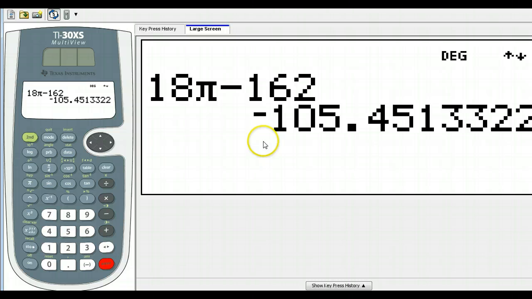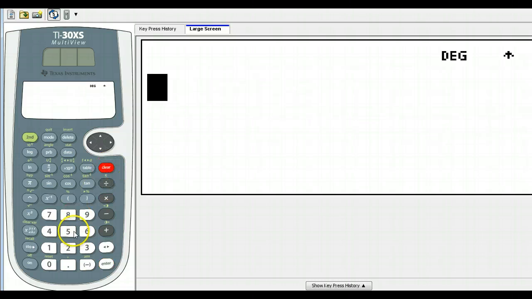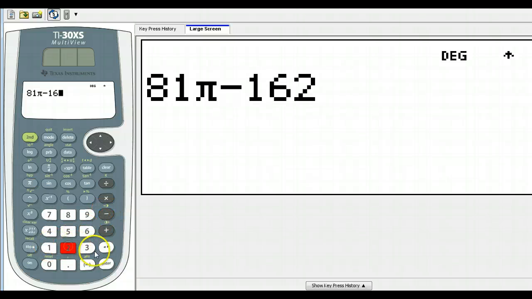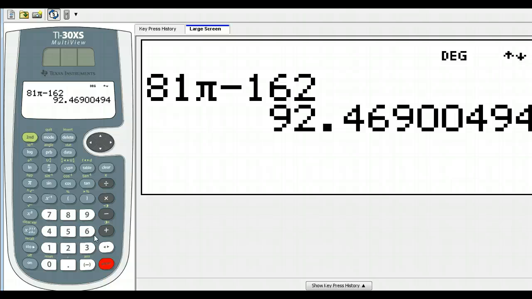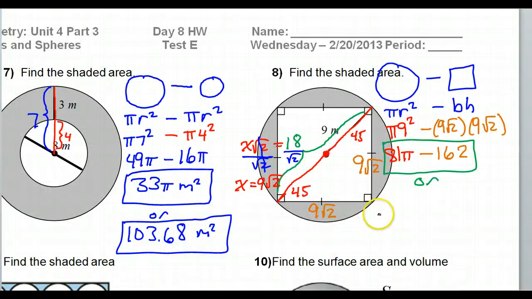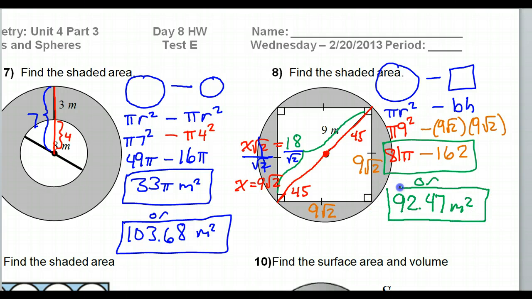Oh, I put 18 pi. That was silly. Okay, let me try that again. 81 pi minus 162. That's better. You can't have negative answers, people. So 92.47. Okay, units, and this is area, so this will be meters squared. Alright, so that is how you do number 8.